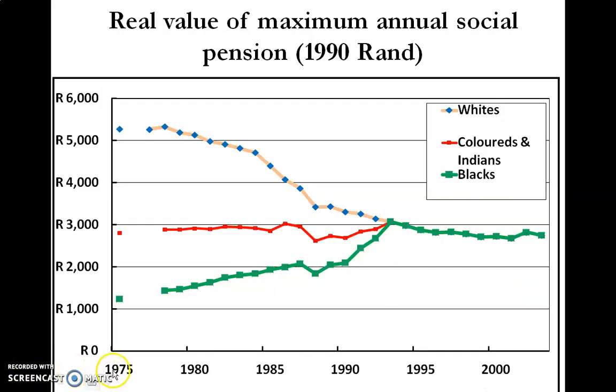Here is another trend analysis starting in 1975 and going to the 2000s, and you can look at the real value of maximal annual social pensions by race, and you can see that at the start of this timeline, the pensions for whites were far higher compared to coloreds, Indians, and blacks, and then over time it moderated. And so here by 1994, the amount that government spends on pensions equalized for all races going forward.